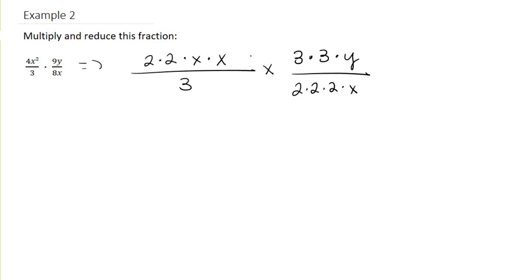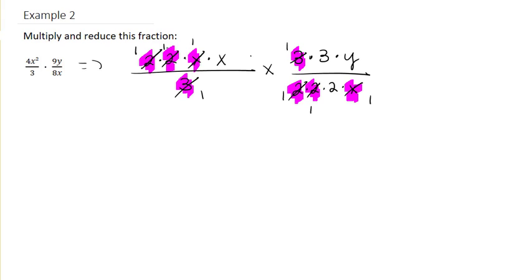Let's go ahead and find our common factors that we can divide out before we begin to multiply. So we have a 3 and a 3. Then we have a 2 and a 2 here. And then a 2 here, and a 2 here. And then we have an x here and an x here. We can divide all of those out. So each become 1. This 2 and this 2. Then this x and this x. And this 3 and this 3.